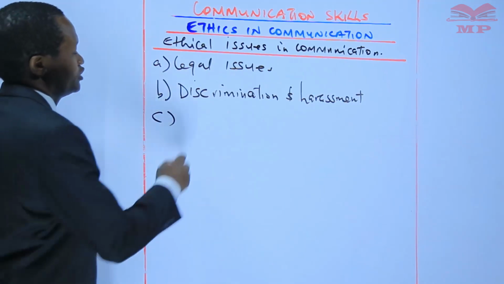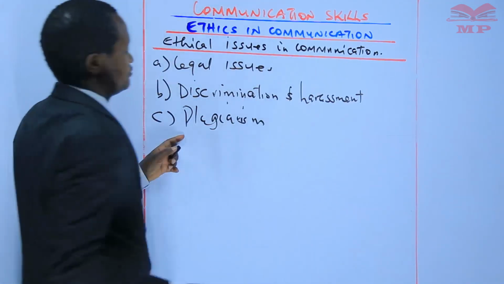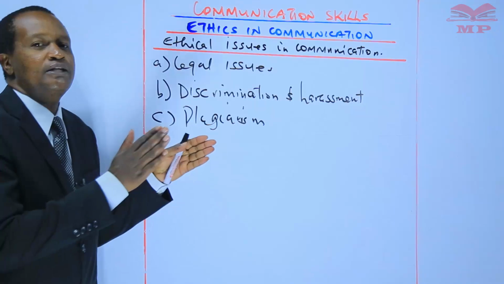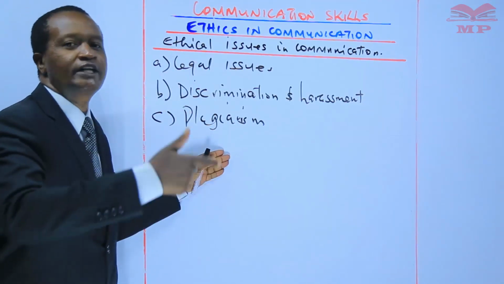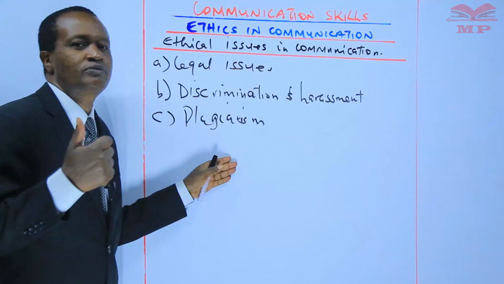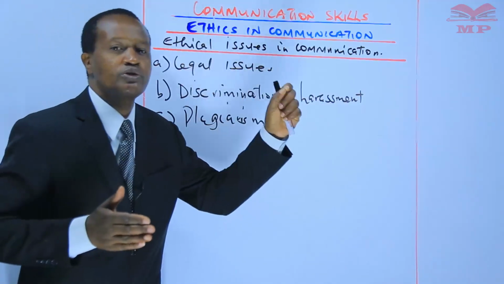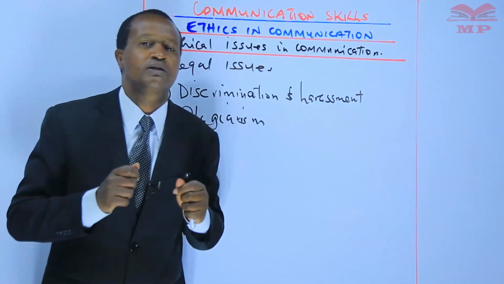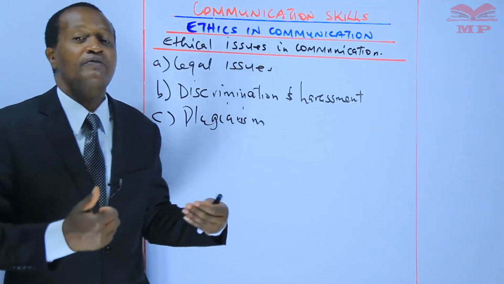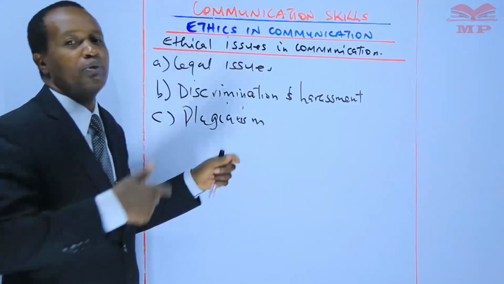Another ethical issue in communication is plagiarism. Plagiarism involves taking ideas or written material of another person and using it as one's own material. For example, when you quote material from a source without acknowledging that source, or when you copy material directly, you cause the reader to believe that the thoughts and ideas are your own when they are not. Such behavior is unethical, because it involves misrepresentation and denies the original author proper acknowledgement.